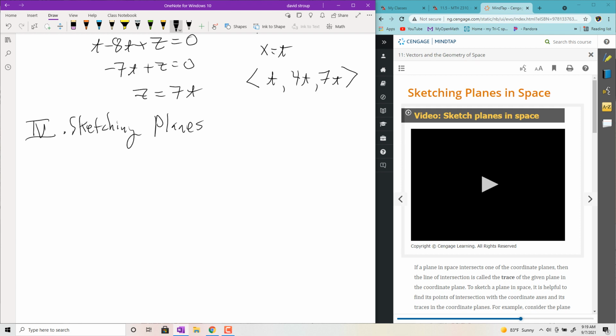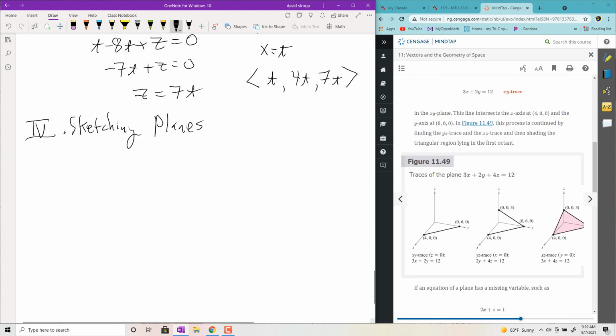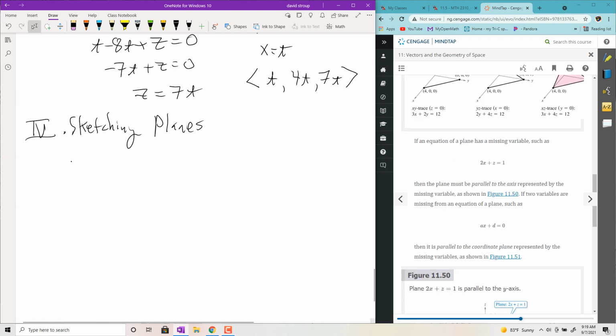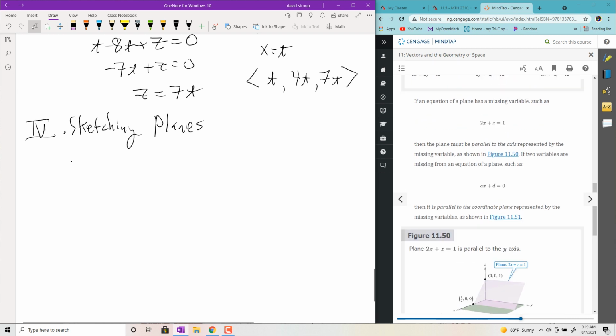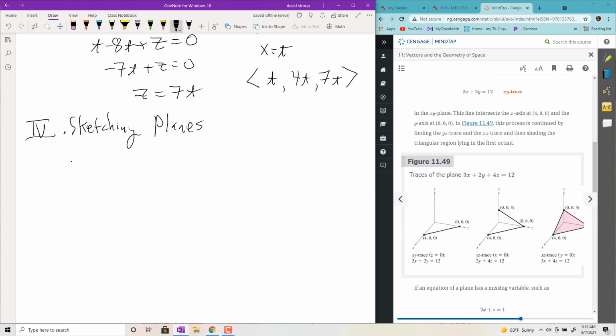So I think maybe just doing an example is the quickest way to do it. And so I guess they're using this guy, 3x plus 2y plus 4z. I mean, you can do it a little quicker than what they're doing. So is this an example? They're just not giving you an example, or what? Okay, so anyways, I guess this is figure 11.49.